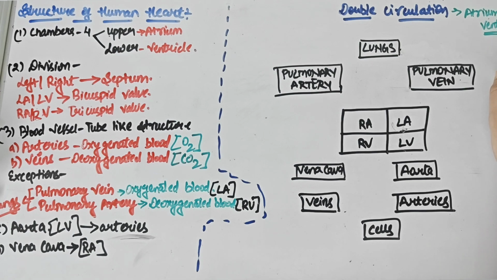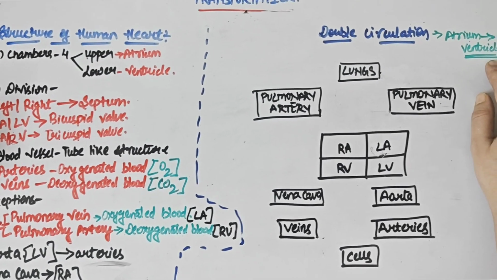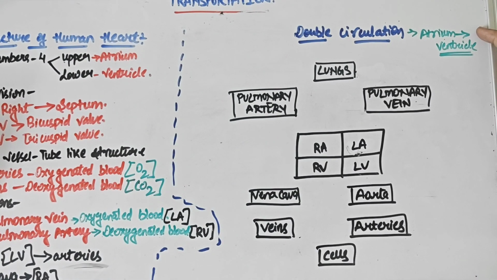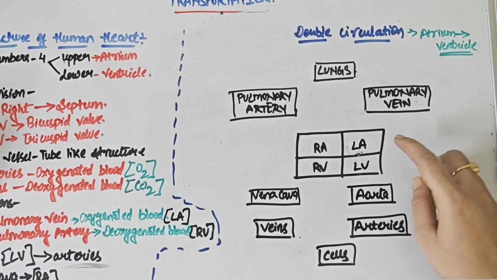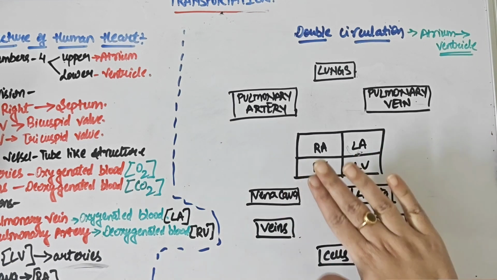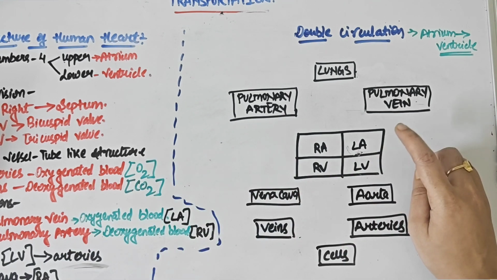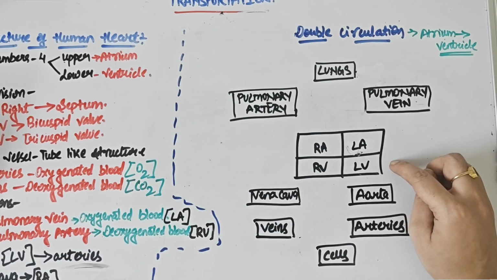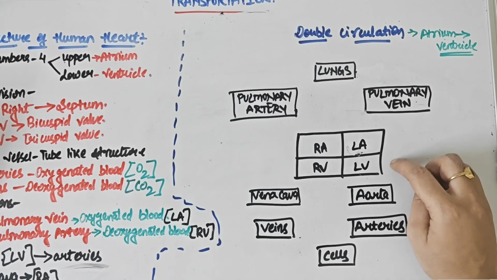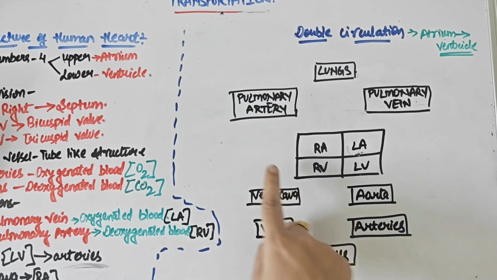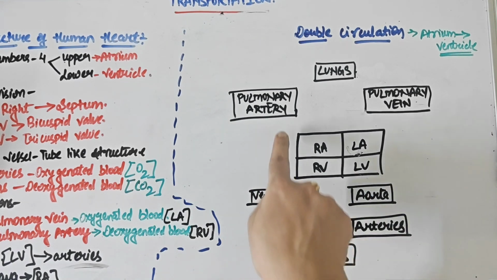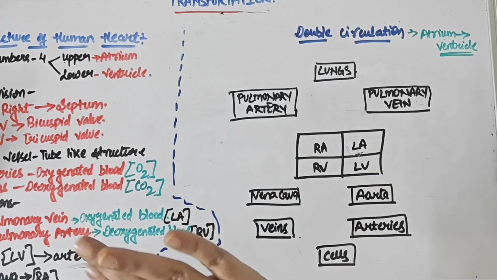The heart will always and always pump the blood from the atrium to the ventricle. That is very important for you to understand. The blood will always flow, irrespective of left or right side, from the atrium to the ventricle. Even if it is the left atrium and left ventricle, the blood will flow down. And even if it is the right atrium and right ventricle, the blood will flow down. This is the ground rule.